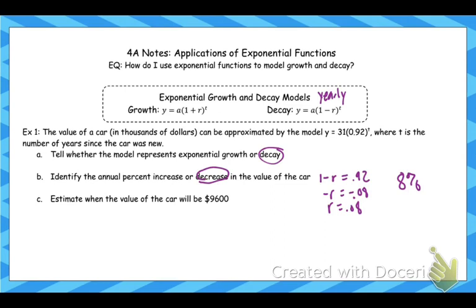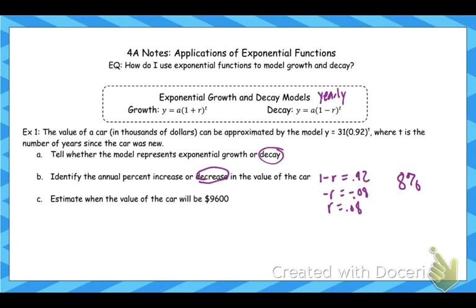Then what we need to do is estimate when the value of the car will be $9,600. So today and next class are very heavy calculator days. If you do not have a calculator with you, remember you can access the Casio on the iPad. There's directions on Schoology for you to do that. You also can use some other tools that are online, something like Desmos if you want to use that as well. But using that Casio emulator may help you be more comfortable with this when you come back to school next year and you're actually using the Casios.